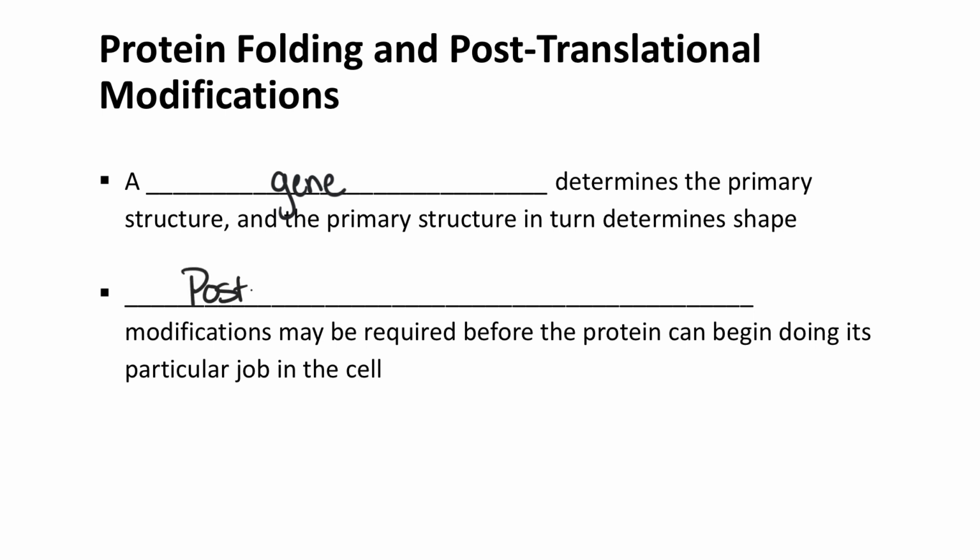Post-translational modifications may be required before the protein can begin doing its particular job in the cell. And these post-translational modifications occur after translation. So after translation, the protein has been made, there may be other things that need to happen to the protein before the protein is fully functional and can do its specific job. These are referred to as post-translational modifications.